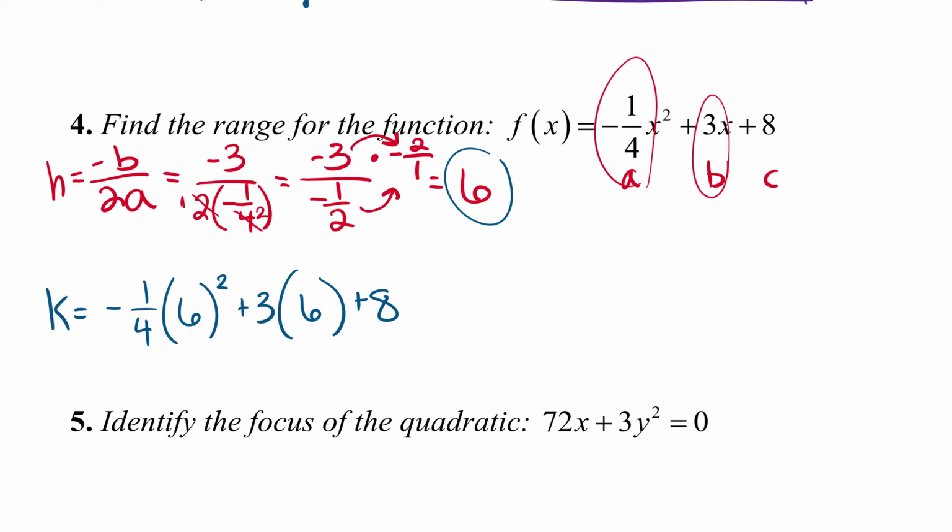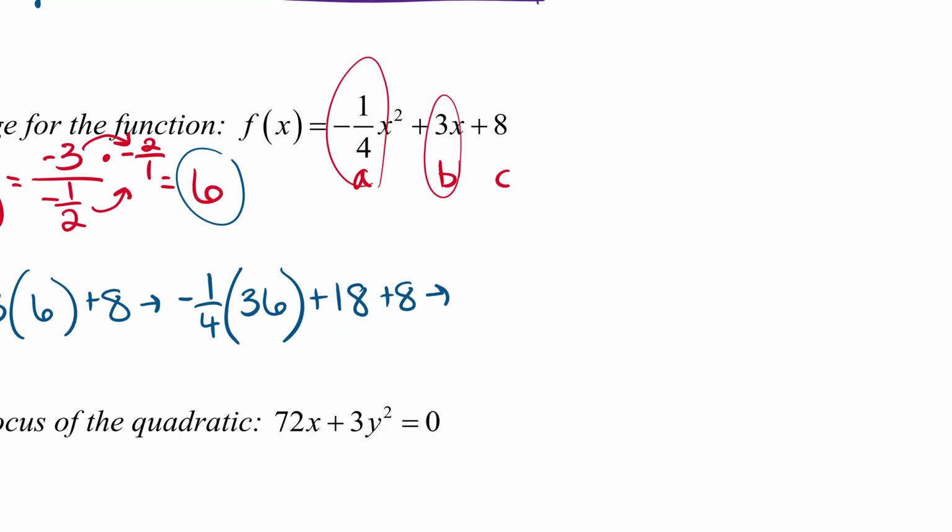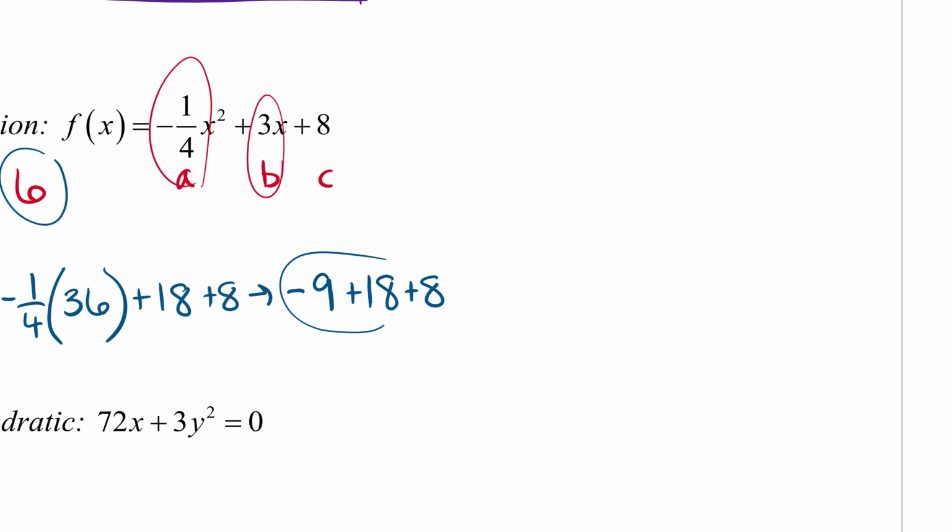Okay? And now I just solve this. So I'm just going to push it over here. So I have negative 1/4, and then 6 squared is 36. 3 times 6 is 18, and then plus 8. So if I keep going, 36 times negative 1/4, so 36 divided by 4 is 9. So I have negative 9 plus 18 plus 8. Of course, I have to go in order, right? So negative 9 plus 18 is 9. So I have 9 plus 8 equals 17.